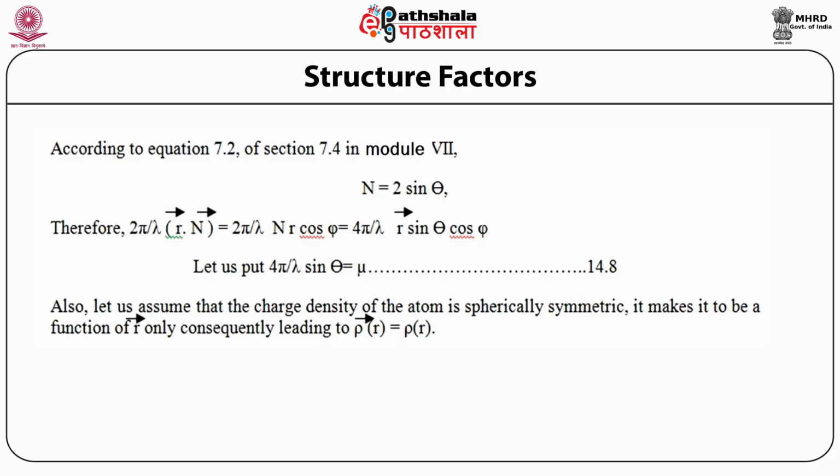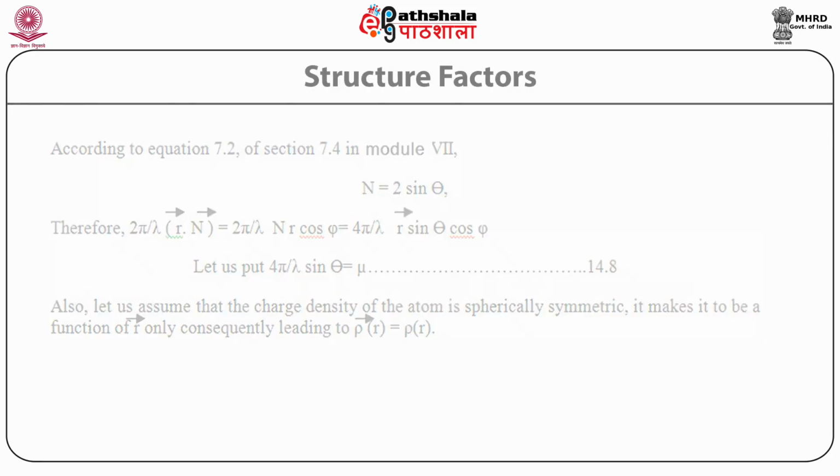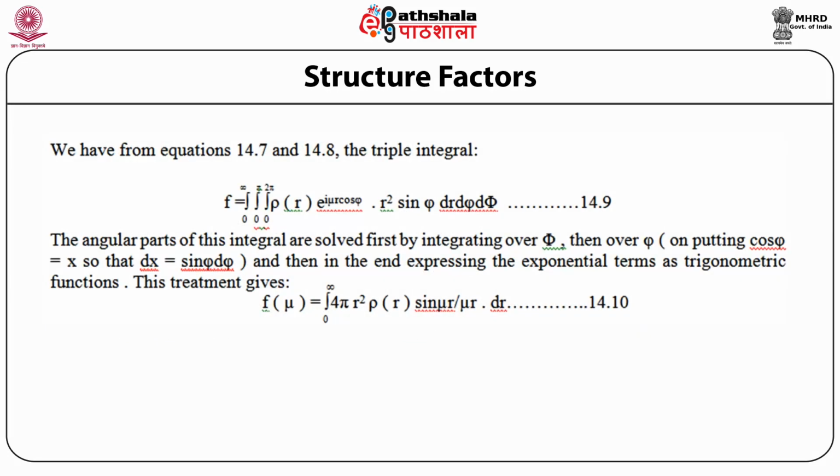Now, let us assume that the charge density of the atom is spherically symmetric. It makes rho a function of r only, consequently leading to rho of r vector equal to rho of r. We have from equations 14.7 and 14.8 the triple integral f equal to the integral from 0 to infinity, integral from 0 to pi, integral from 0 to 2 pi, rho of r exponential of minus i mu r cos phi, into r square sine phi dr d phi d theta, which is equation 14.9.